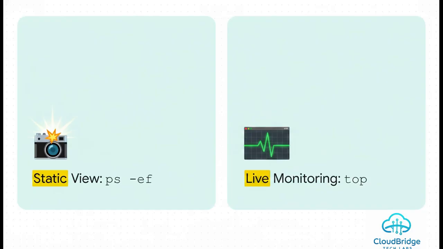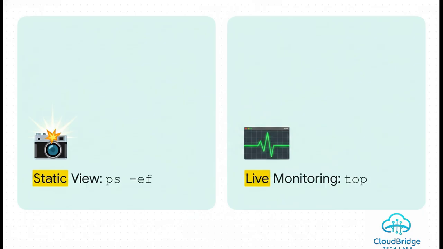To keep an eye on these resource-hungry processes, you've got 2 main tools in your toolkit. First, there's ps -ef, which gives you a static view. It's like taking a photograph of everything running at that exact millisecond. But if you need live monitoring, you use the top command.